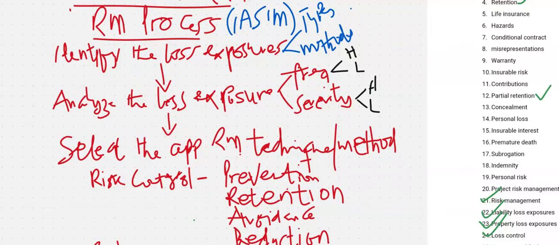Good. Now, how do you measure the frequency and severity? Another person, let me see your hand up. How do you measure the frequency? Let me see your hand up. It's on the screen.